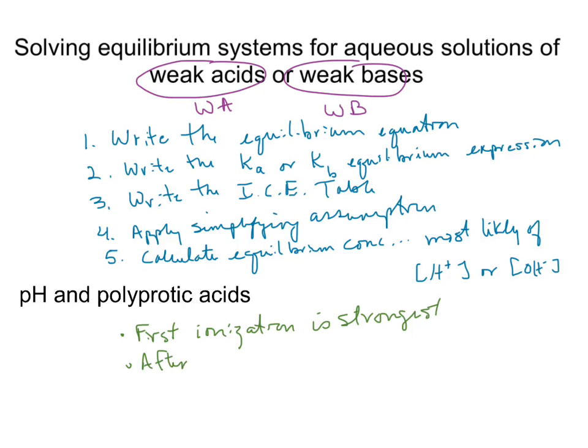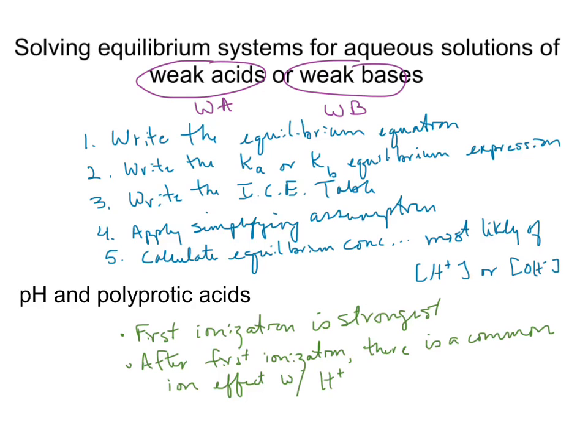pH in polyprotic acids, like we just saw with phosphoric acid, it's possible where an acid can kick out more than 1 hydrogen. The first ionization is the strongest, and then actually it's the one that kind of drives the pH the most, but they can be cumulative. After your first ionization, you do have a certain amount of hydrogen ion already there. So that's going to involve, we talked about one of those in class, that would be an ice table because of the common ion effect.